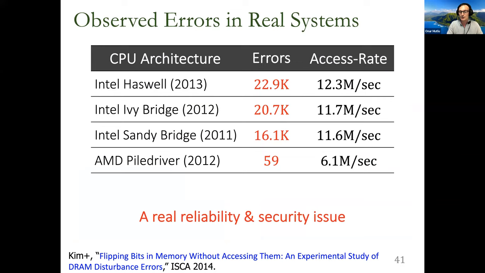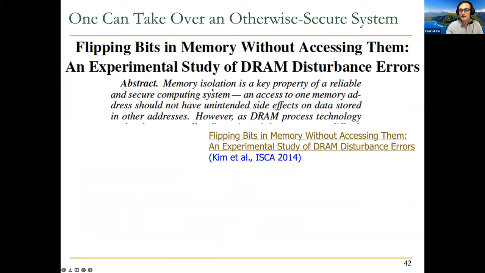When we wrote the paper, our first sentence was, memory isolation is a key property of a reliable and secure computing system, and access to one memory address should not have unintended side effects on data stored in other addresses, because it breaks memory isolation. I still strongly believe that. And we said that somebody can actually write a program that can hijack your computer. We did not do that because we had a lot of other things to do.